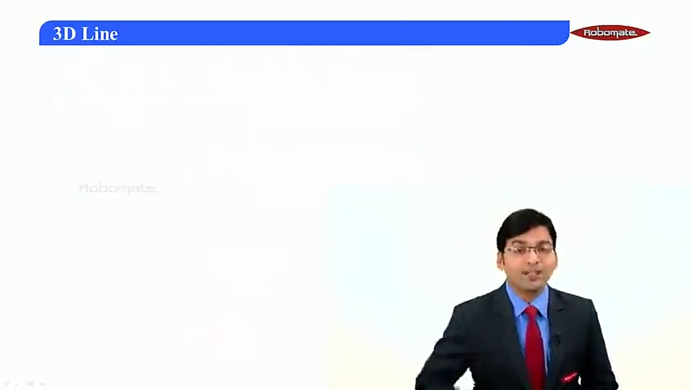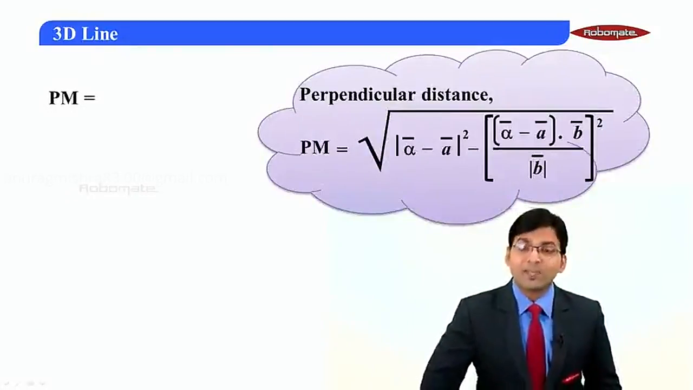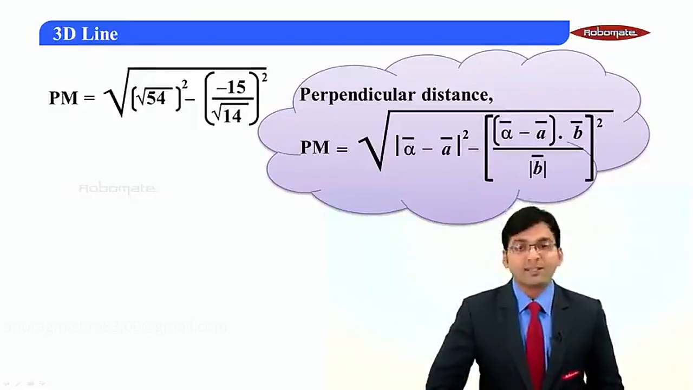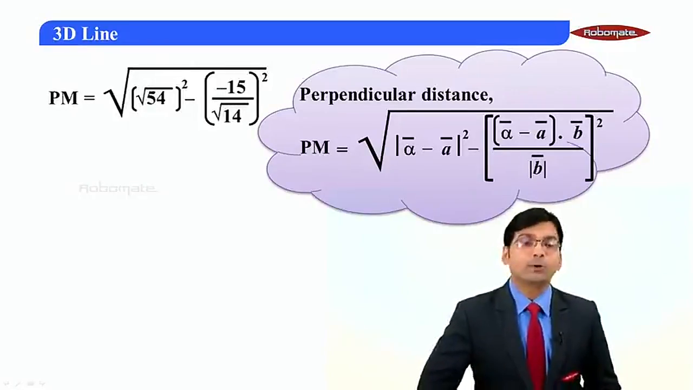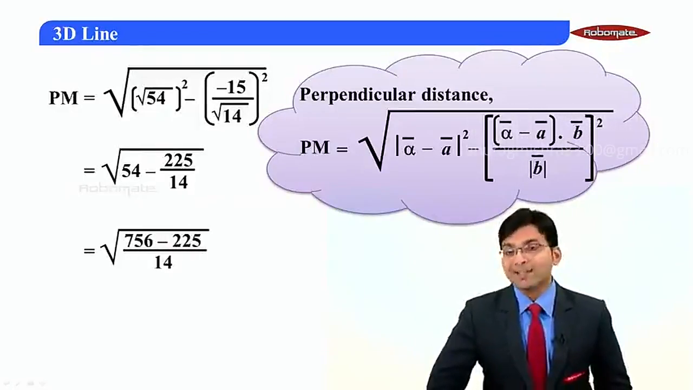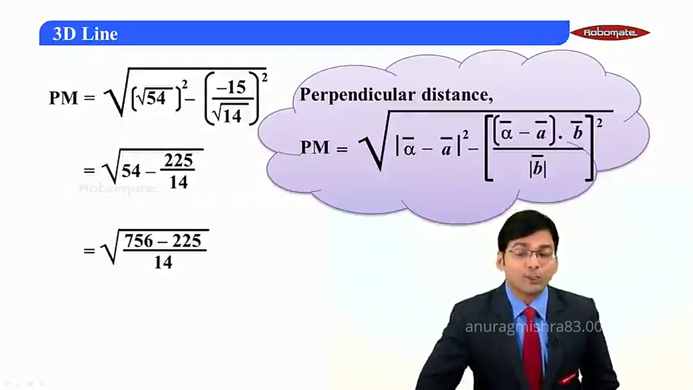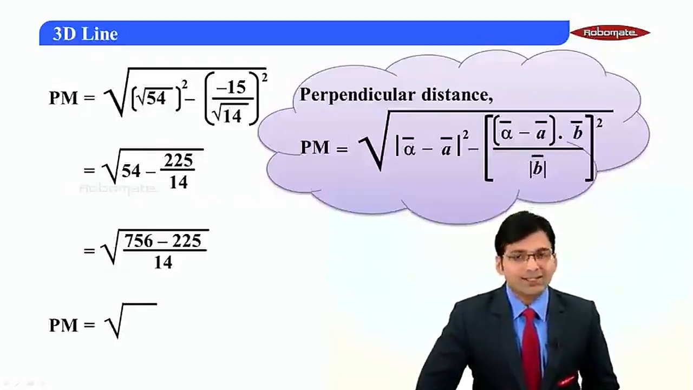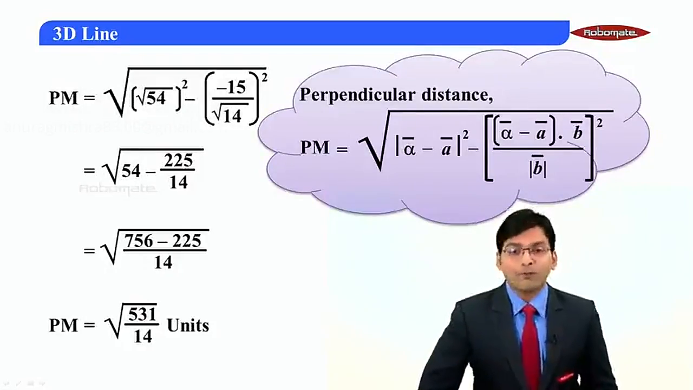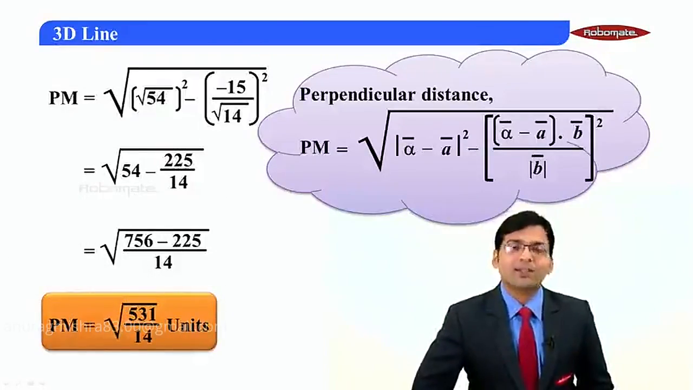So once we have two parts ready, let us proceed for the final step. The final step says PM is equal to square root of 54 minus (minus 15 upon root 14) whole square. And this becomes square root of 54 minus 225 upon 14, which gives us 756 minus 225 upon 14. And students, the distance required is square root of 531 upon 14 units. Alright, so this is how we calculate perpendicular distance.